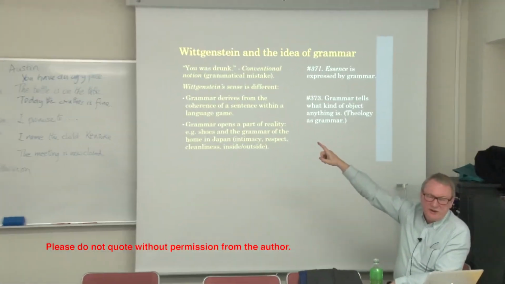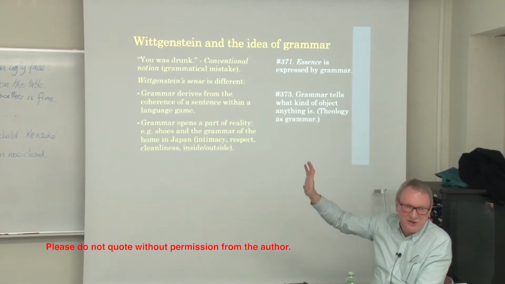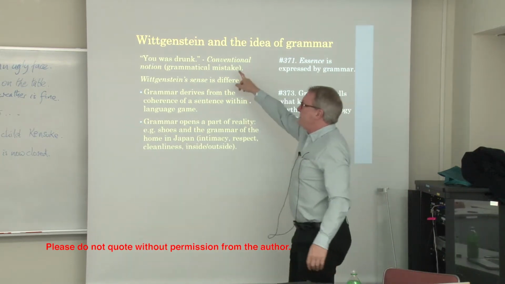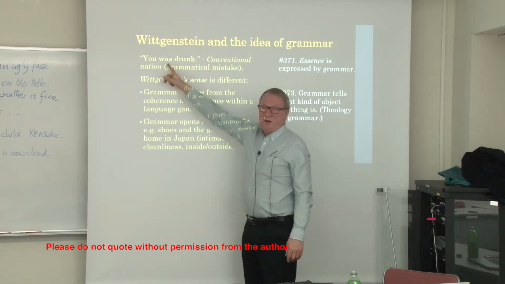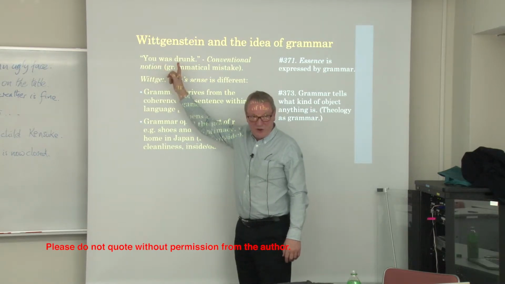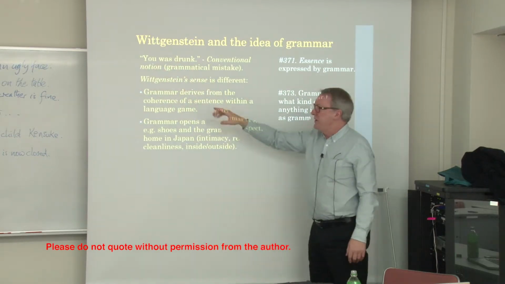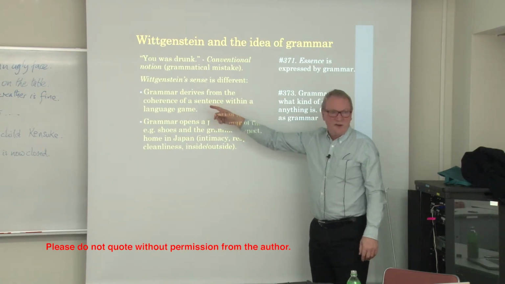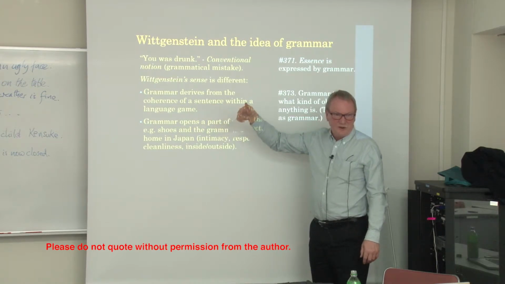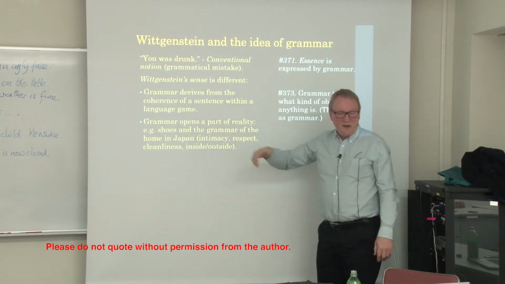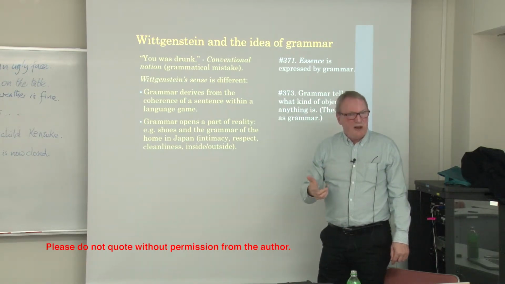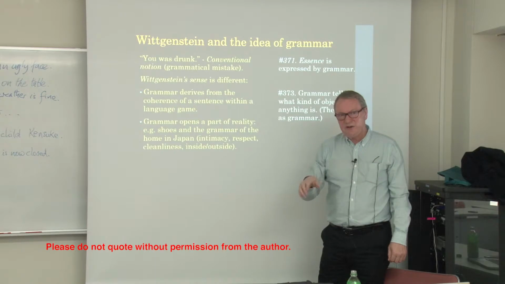First example is just to show you what Wittgenstein is not writing about. So this is the conventional notion of grammar, and this is a grammatical mistake. It should be you were drunk, right? That's not what he means by grammar. What he means is that for us to know what a pencil is, or to know what philosophy is, or to know how to play chess, it depends upon participation in a practice. Not just an isolated atom of knowledge, but participation in a practice.